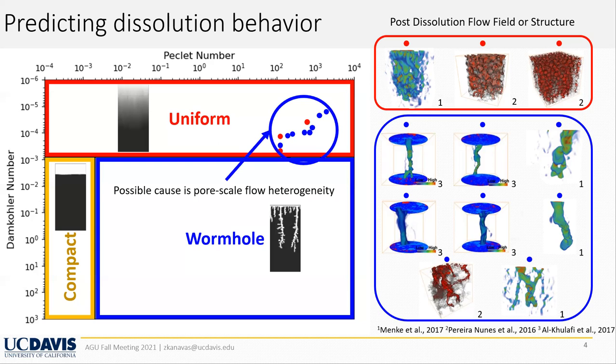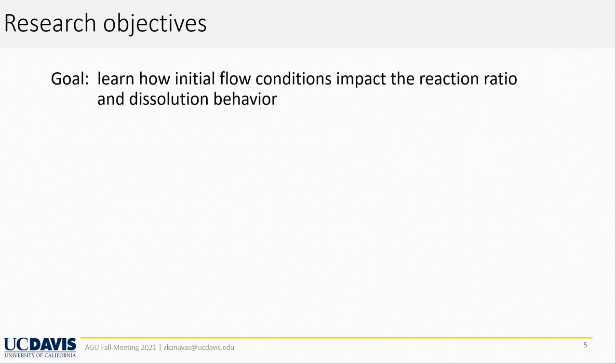In this work, we are using these data to improve behavior classification and simultaneously predict reaction rates by considering the Peclet and Damköhler numbers and flow heterogeneity. In this project, our goal is to learn how initial flow conditions impact the reaction ratio and dissolution behavior. To do this, we performed a meta-analysis from the data shown on the previous slide because they report the Peclet and Damköhler numbers, reaction ratio, and the pore scale flow field.